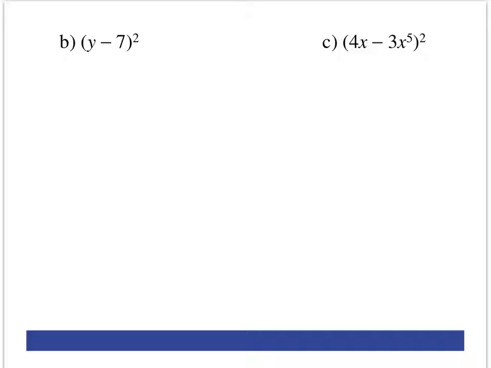So in this one, we're going to have y squared. Negative 7 times y gives us negative 7y, and we're going to double that. So that gives us negative 14y, and then you're going to square negative 7, which is simply 49. Drop my addition sign in there. So 4x squared is going to be 16x squared.